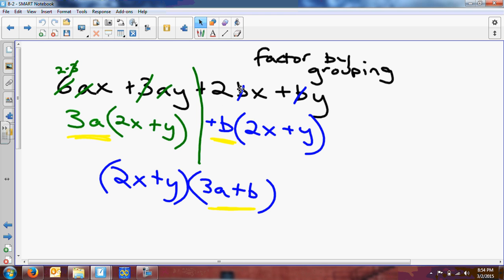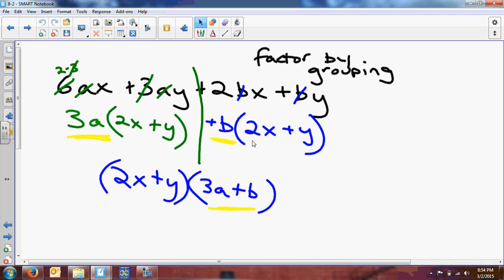Okay. Over here, 2bx plus by. What do they have in common? Well, just the b. So we pull out this b, 2x plus y. Now, y'all notice that my parentheses were exactly the same. And I said, very good. That is half of our answer, 2x plus y.